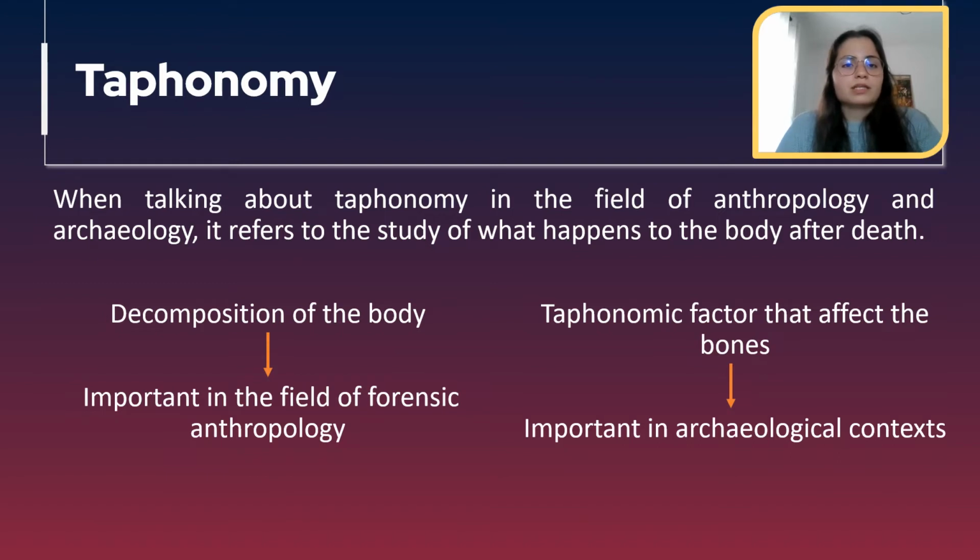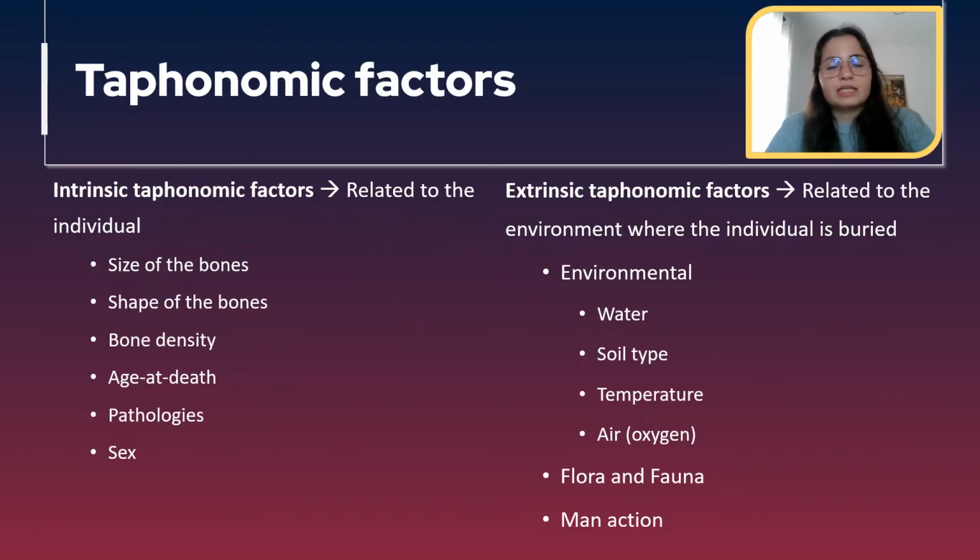It involves the decomposition of the body that is especially important to forensic anthropology to estimate how long the individual died. And then there are the study of the taphonomic factors applied only to the bones, and we are going to focus only on this part. The taphonomic factors can be divided into intrinsic and extrinsic. The intrinsic are related to the individual and the extrinsic to the environment where the individual is buried.